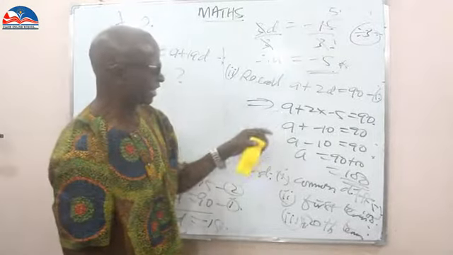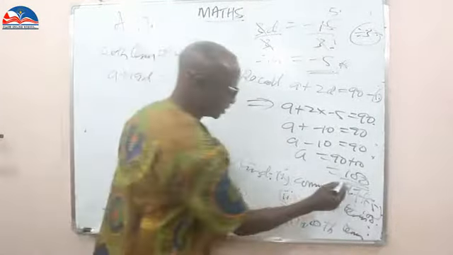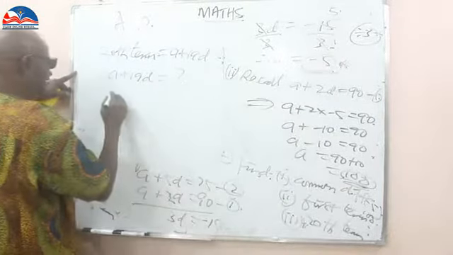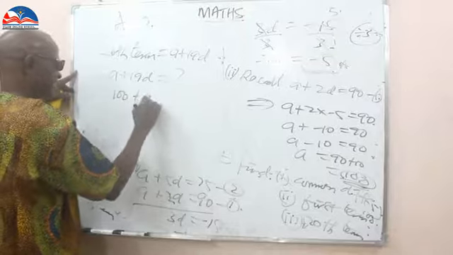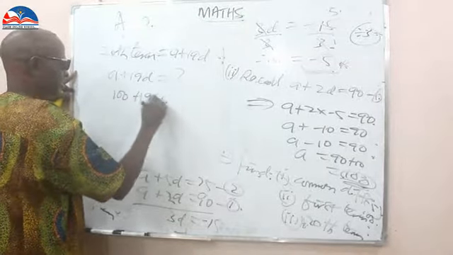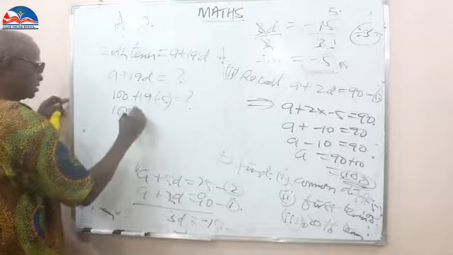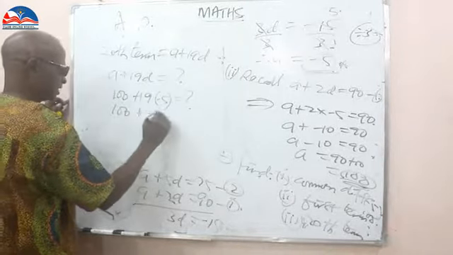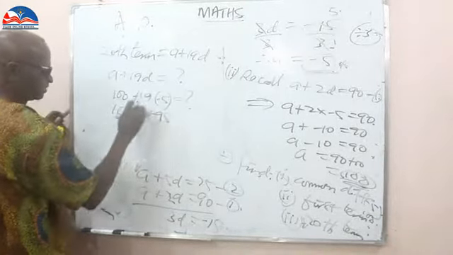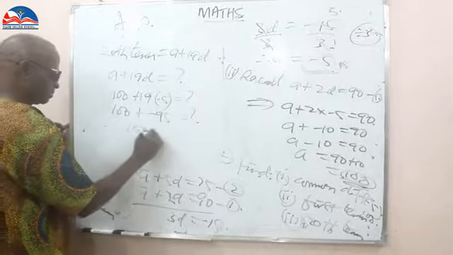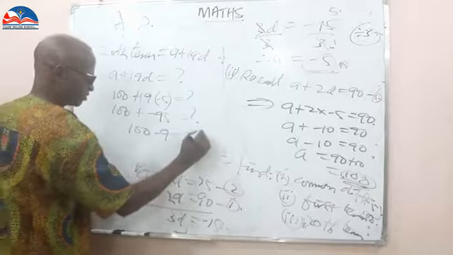But I know that our a is what? a is 100. Common difference is minus 5. So now put it here. a is now 100 plus 19 times d, which is minus 5, equals what? Open up: 100 plus 19 times minus 5 is minus 95. So that's 100 minus 95 equals what?